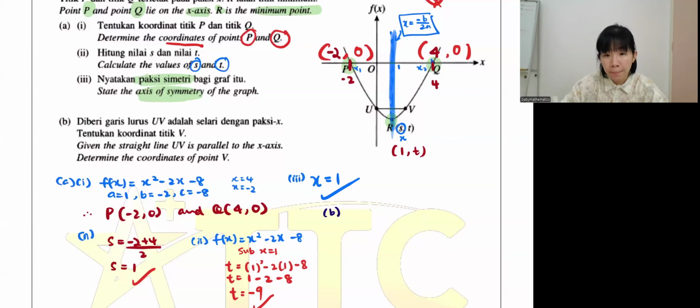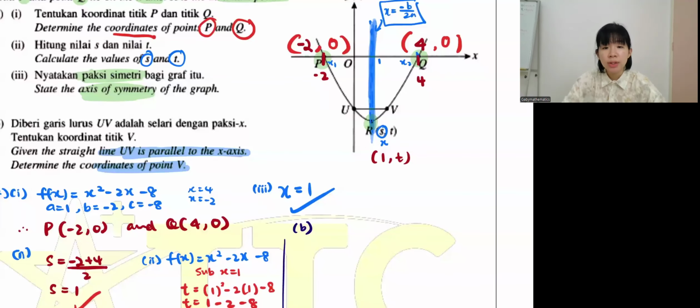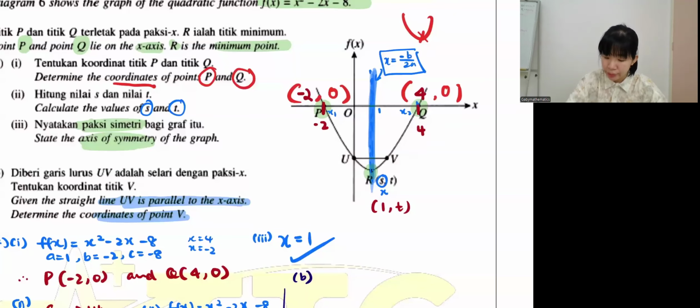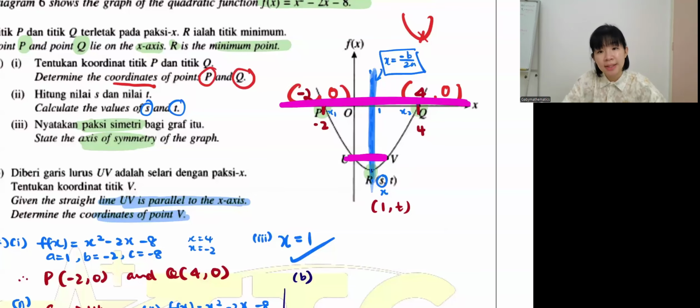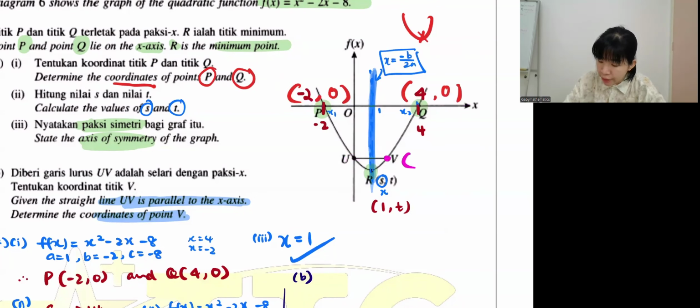Okay, so now part B. Given UV, this line is parallel to the x-axis. What is the coordinate of point V? Okay, let's check. So this graph has another line, UV. Is that a horizontal line? This line is parallel to the x-axis, which means they want to tell you that UV is actually a horizontal line. And now we need to find the coordinate of V.